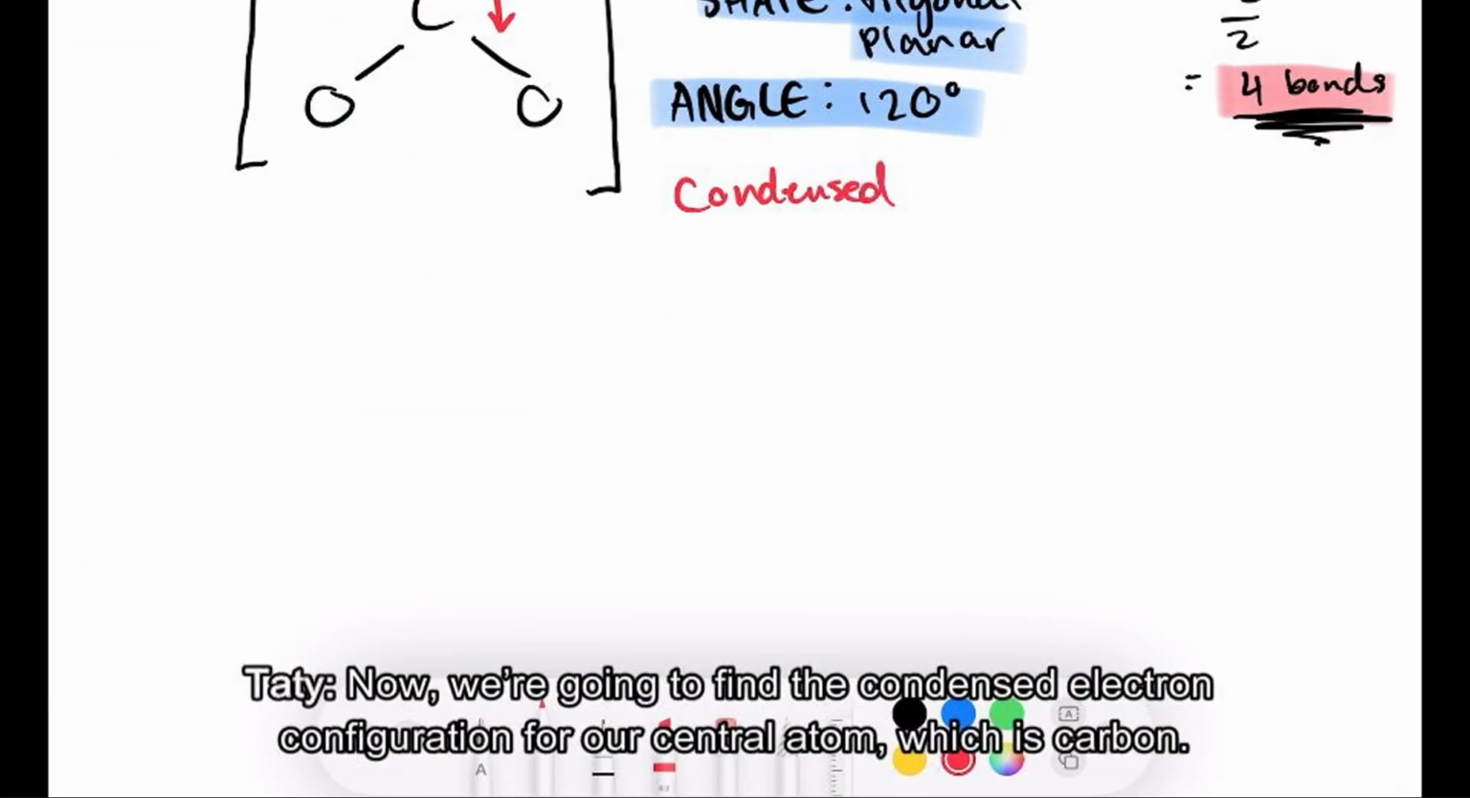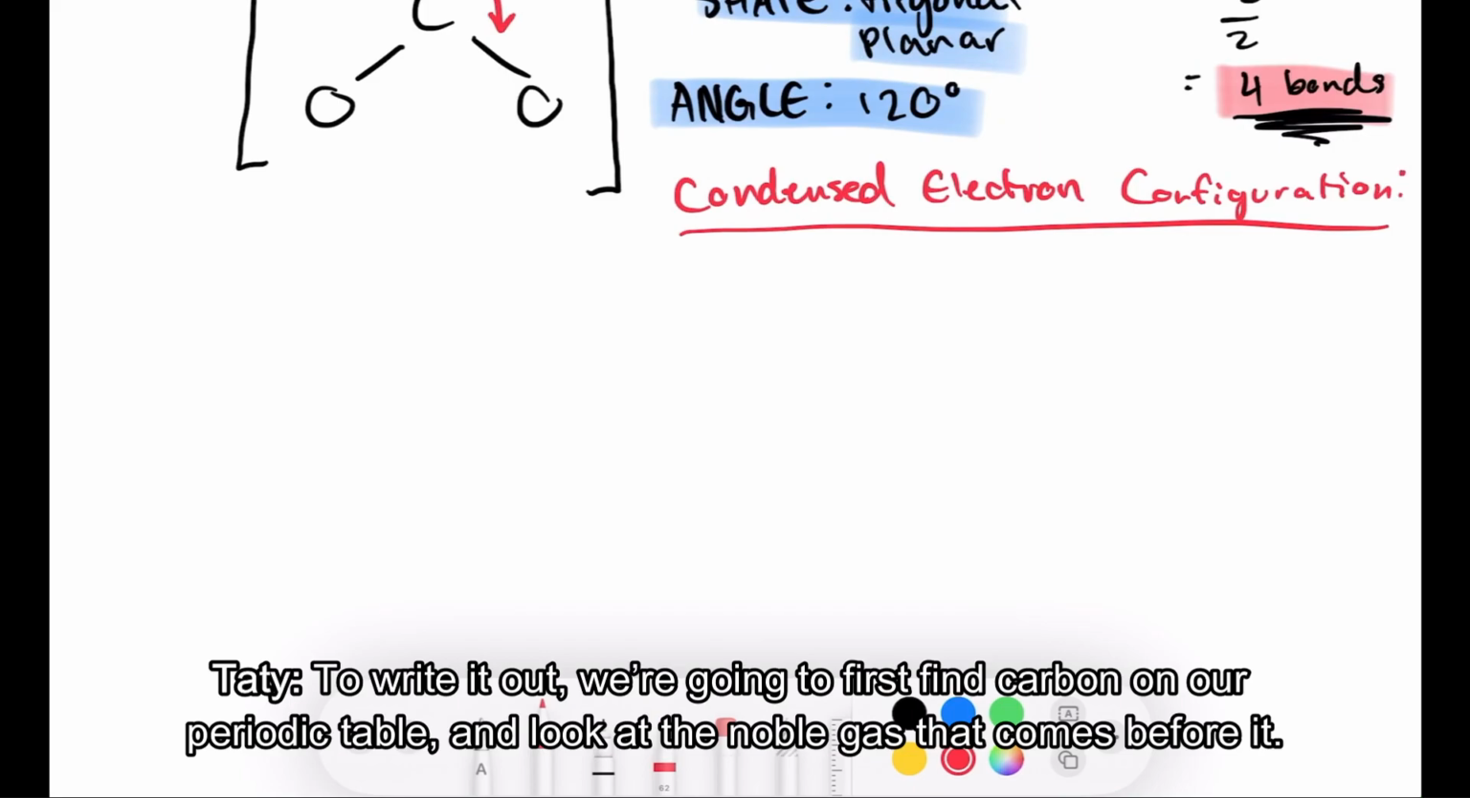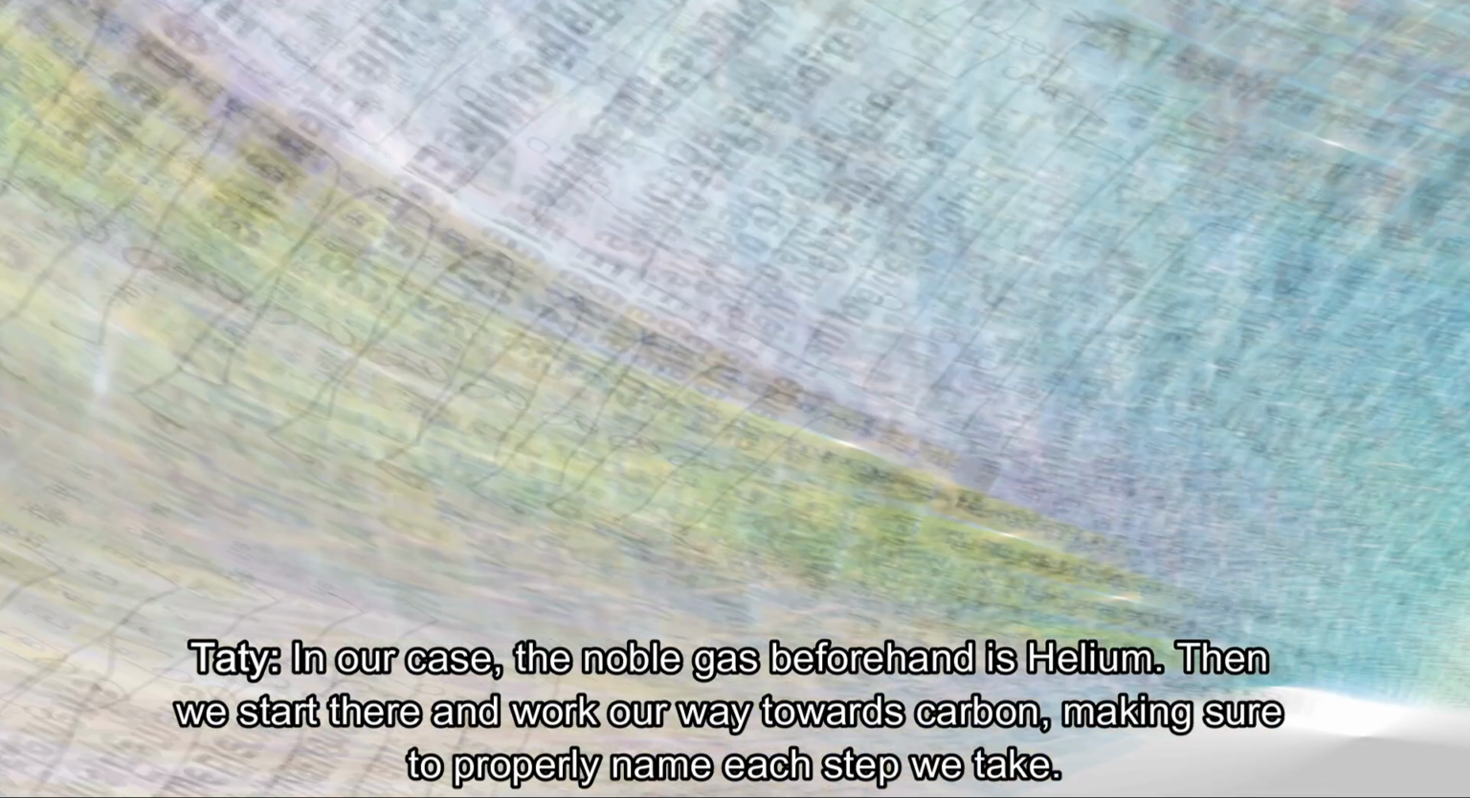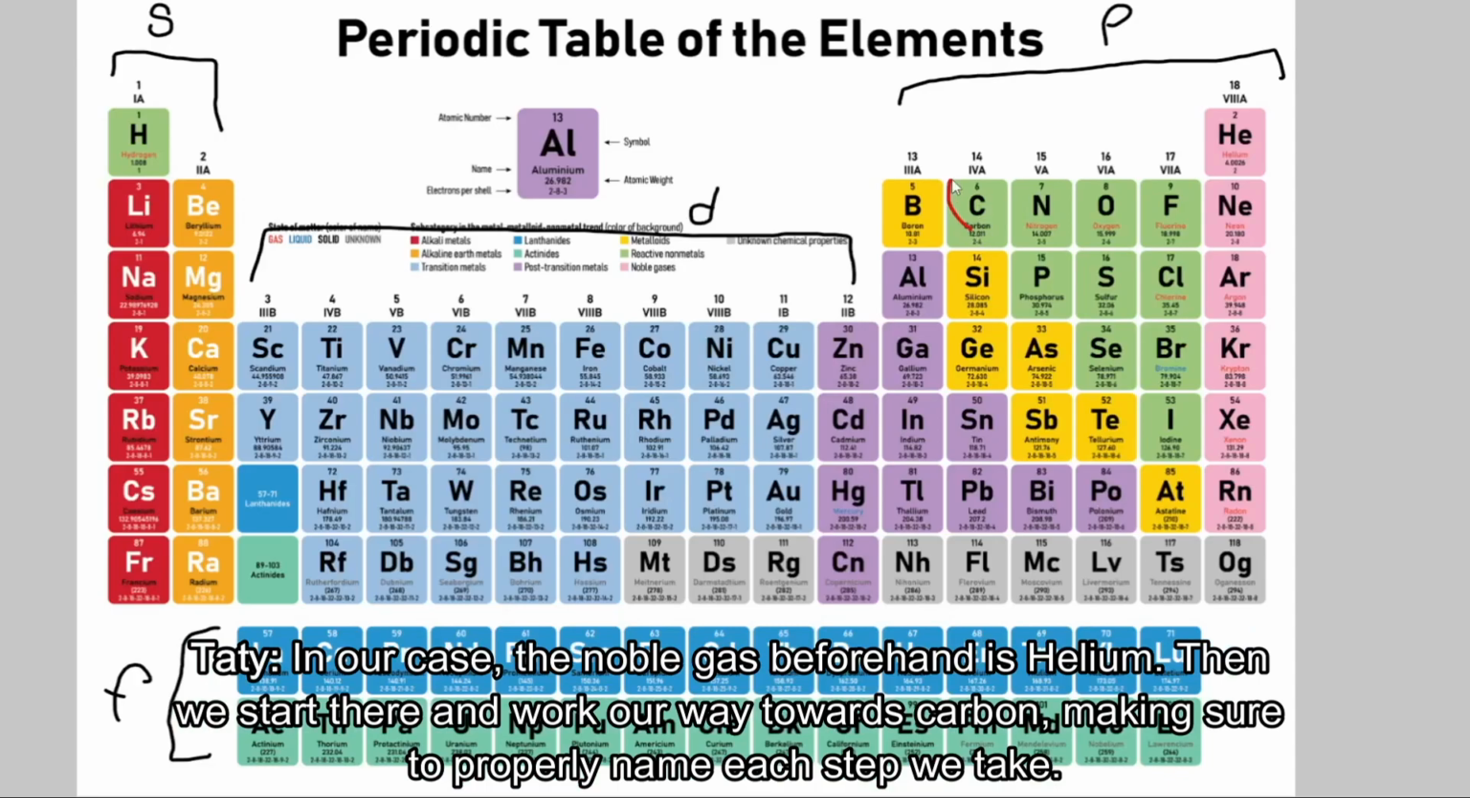Now, we're going to find the condensed electron configuration for our central atom, which is carbon. To write it out, we're going to first find carbon on our periodic table and look at the noble gas that comes before it. In our case, the noble gas beforehand is helium. Then we start there and work our way towards carbon, making sure to properly name each step we take.